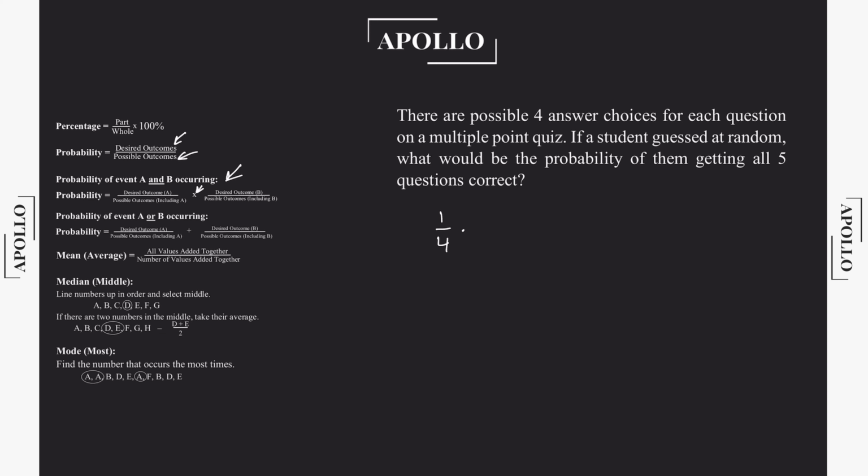So there's a 1 out of 4 chance of getting the first one correct. There's a 1 out of 4 getting the second one, a 1 out of 4 of the third one, a 1 out of 4 of the fourth one, and then a 1 out of 4 of the fifth one. So we're just going to multiply all those together. So 1 times 1 times 1 times 1 is going to give us 1. And then 4 times 4 times 4 times 4 times 4, that's going to give us 1,024. So our chance of getting all 5 correct, if we guessed randomly, will be 1 out of 1,024.